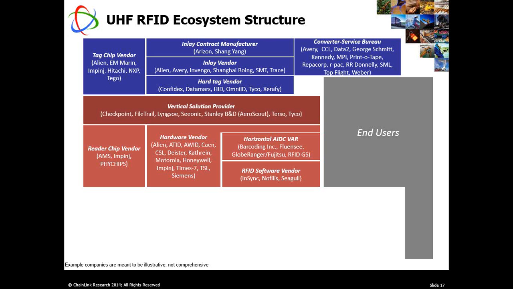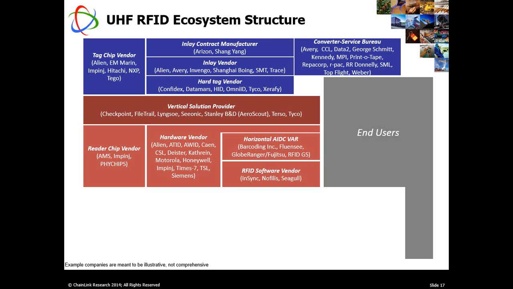Now I've added what I call vertical solution providers, or VSPs. These guys are different from HAVARs in that they're highly specialized in a vertical. They have deep domain knowledge in that vertical, and they deliver a complete solution to clients in that vertical. They don't identify themselves as RFID experts generally. What they do is they identify themselves as domain experts.